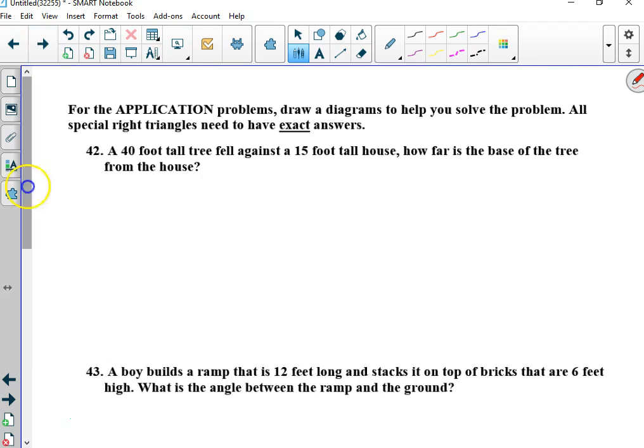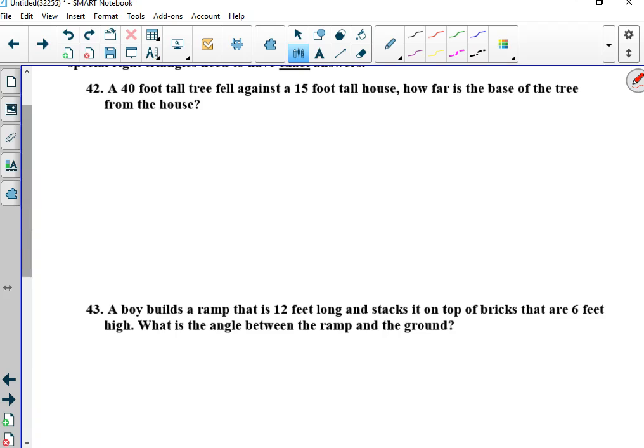Okay, everybody's favorite. Word problems and drawing. You have a 15-foot house.